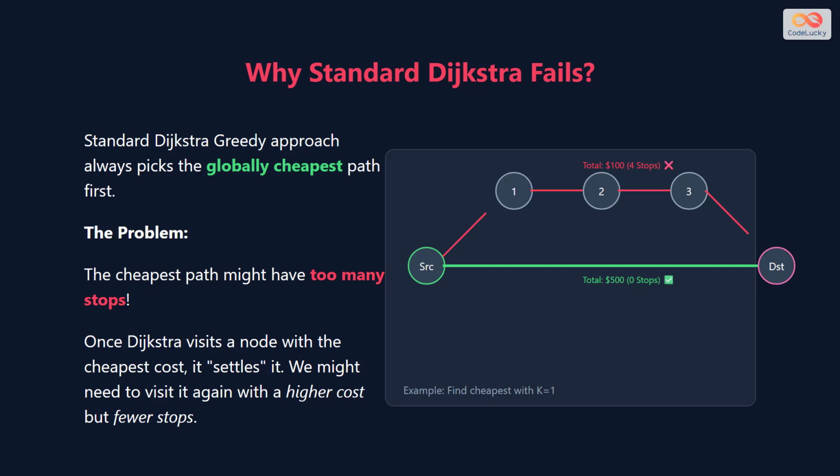You might wonder, why not just use the standard Dijkstra's algorithm? The issue is that Dijkstra is greedy and only minimizes cost. It might find a very cheap path that takes 5 stops. Once it settles that node, it won't revisit it, potentially missing a slightly more expensive path that actually satisfies our k-stops constraint.